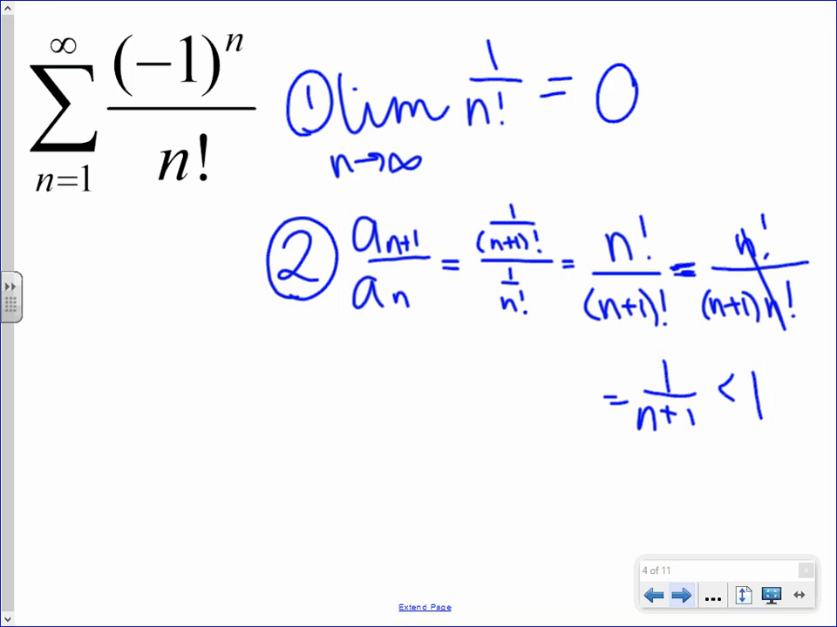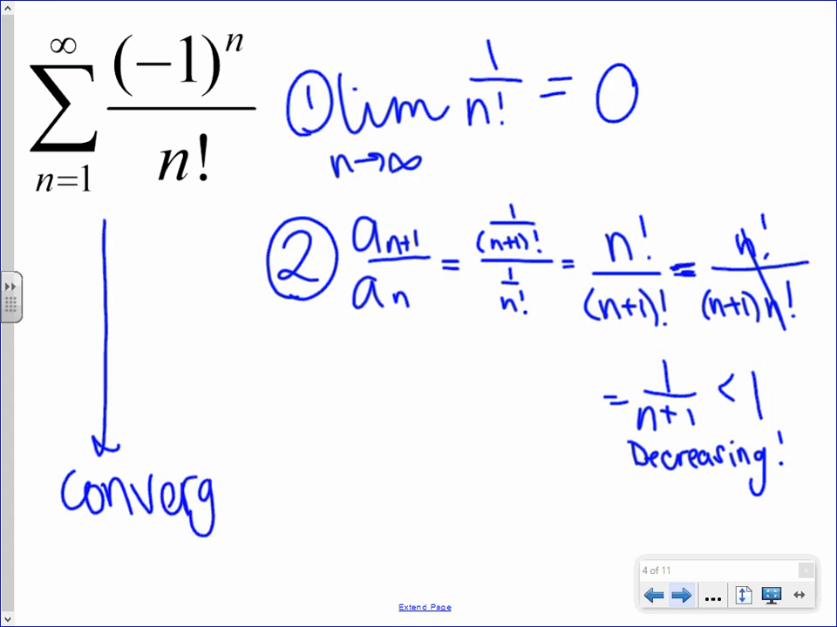What does that prove? It proves it's decreasing. If we're talking about the term after divided by the term before, and that is less than 1, that's got to mean our terms are getting smaller, right? So this is going to converge by the alternating series test.